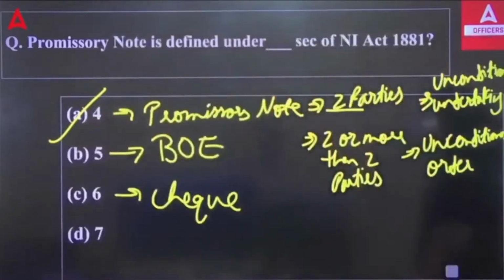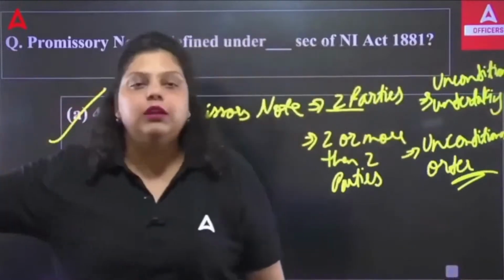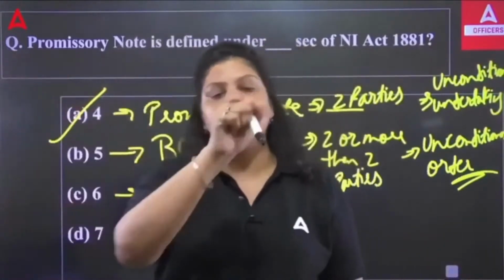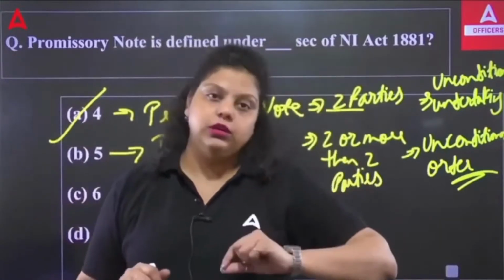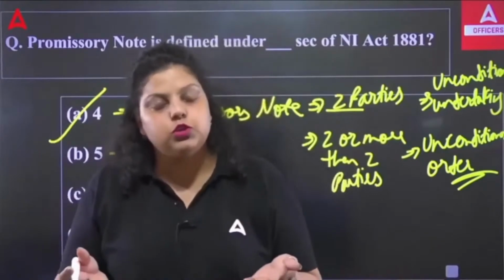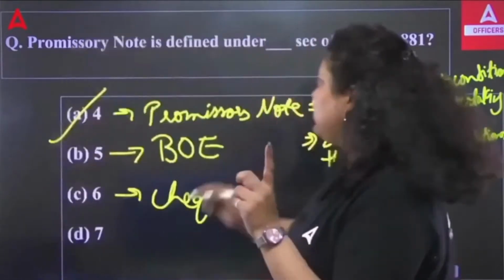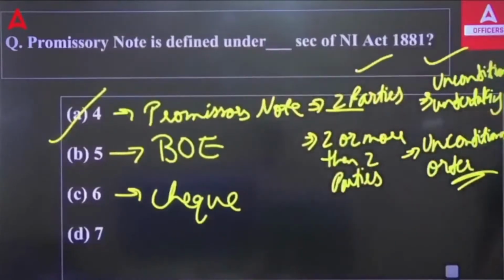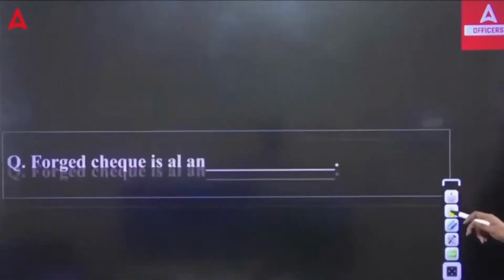Two parties will be there. Now, what does unconditional order mean? It means you are ordering your bank that no matter what, on 30th of August, you have to make this payment to this particular customer. This is known as an unconditional order. So, in bill of exchange, you are giving an order to your financial institution, and in case of promissory note, you are taking the undertaking by yourself. These are the two differences between promissory note and bill of exchange. Okay. Now, next. So, the right answer is A.